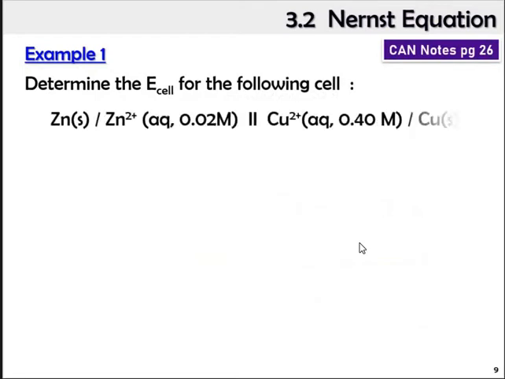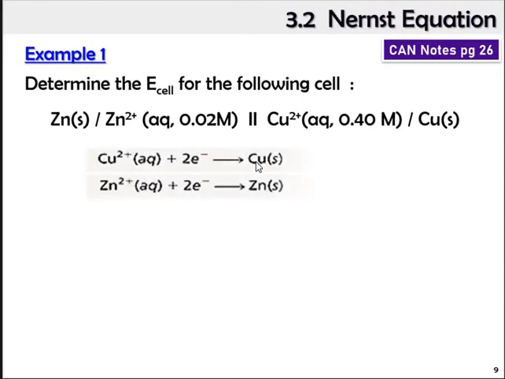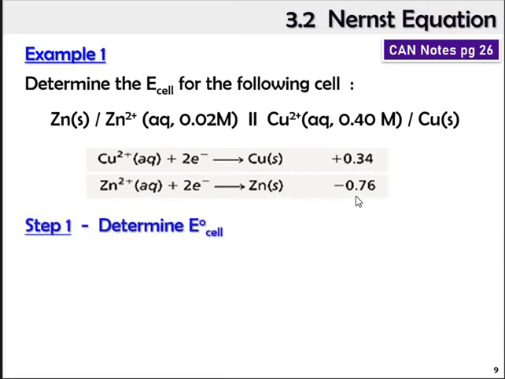Example: determine the E cell for the following cell. Given here is the cell notation for our cell, and the values of SRP from the SRP table. First of all, you have to find the E naught cell using the formula we learned before, which is E naught cell equal to E naught cathode minus E naught anode.